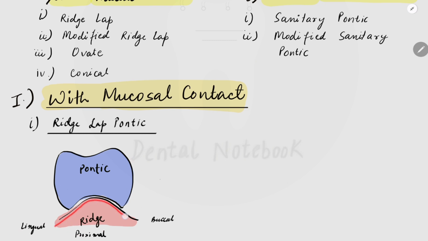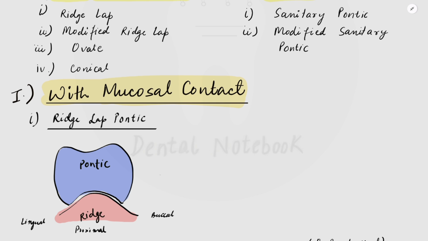You can see this is your ridge here, the underlying ridge, and the area which has been colored in blue is the Pontic. The Pontic derives its name from its shape. You can see this is the shape. It is going to overlap both the buccal as well as the lingual surface of the ridge, and that's why it is called the ridge lap Pontic.